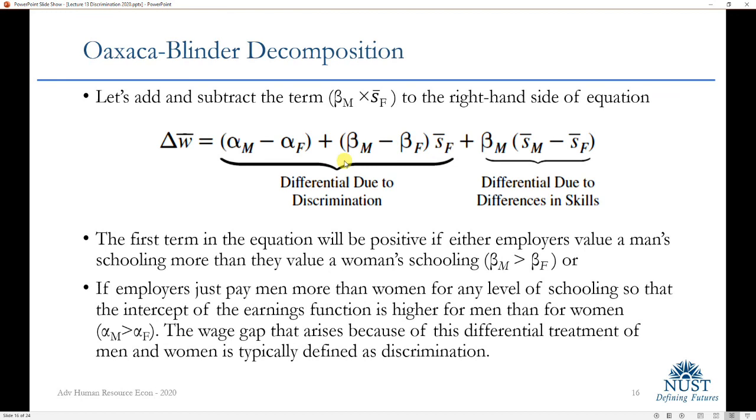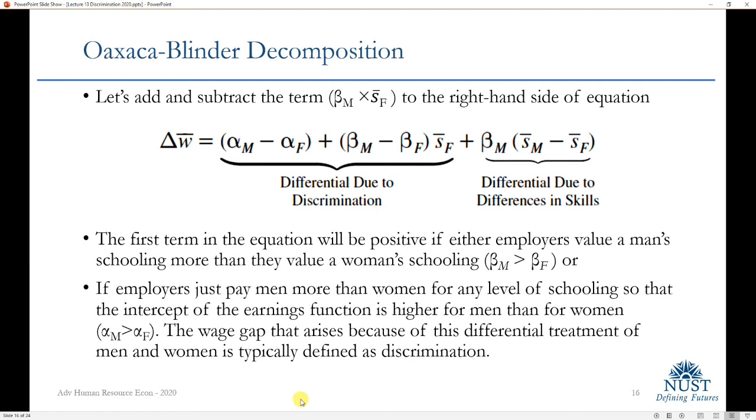Also, the difference in this coefficient. So a 1 unit increase in male education gives us beta M, and a 1 unit increase in female skills gives us beta F. If there is a difference between these two, it means that the additional increment in skills for male and female is giving us different increments in wages. Since we have already accounted for skills, it suggests that this difference is because of the bias in the labor market.